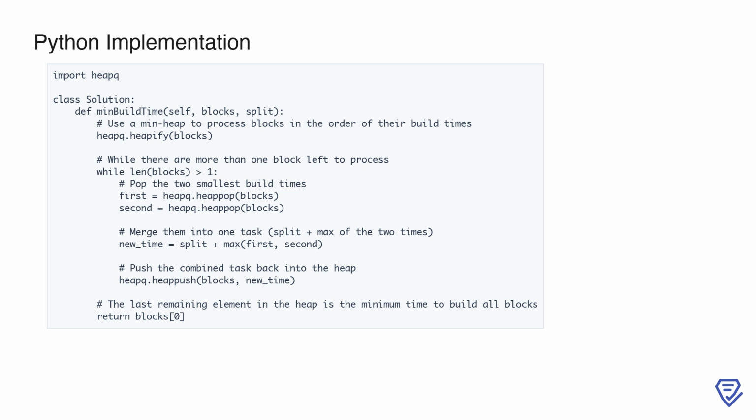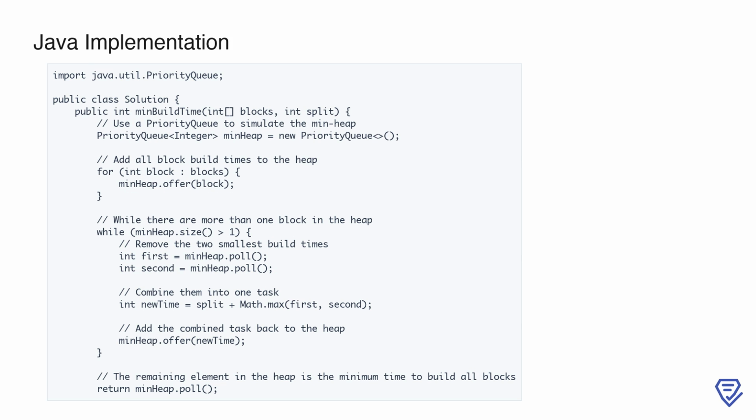during subsequent splits. Here, we're implementing the solution in Java using a priority queue, which will help us simulate the behavior of a min heap. First, we declare and initialize the priority queue to store the build times of the blocks. Then, we populate the heap by iterating through the array of block build times and adding each value to the priority queue. This ensures that the smallest build times are always accessible.